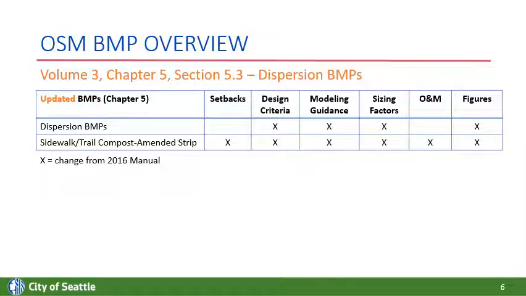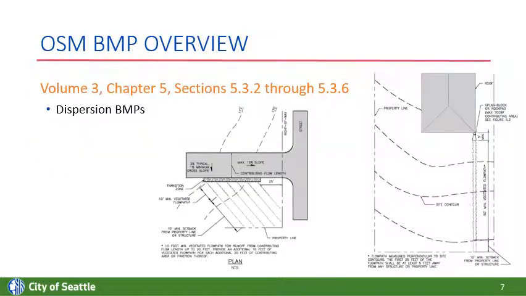So for dispersion BMPs, the X's again are indicating the updates to the BMPs from the 2016 manual. And we'll look at some of the specifics in the following slides for dispersion BMPs. And again, sidewalk, trail, compost amended strip, that's a brand new BMP. So as you can see, everything obviously has changed from the 2016 manual for that BMP.